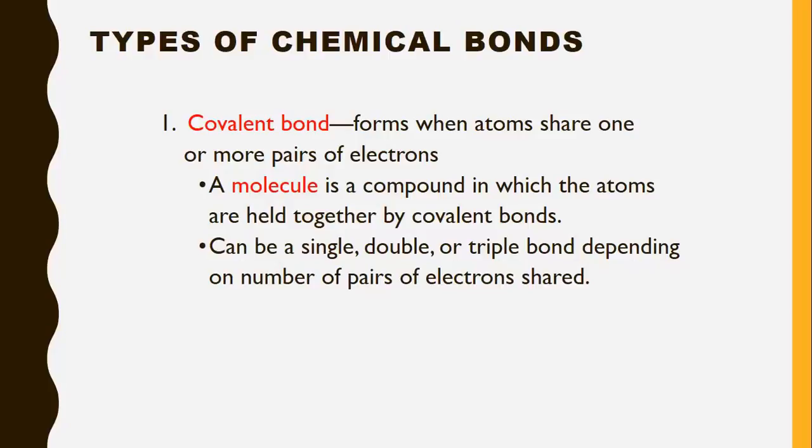Covalent bonds can be single, double and triple bonds depending on the amount of shared electrons. There are actually two types of covalent bonds, nonpolar and polar. Nonpolar is equal sharing of electrons, and polar is unequal sharing of electrons.